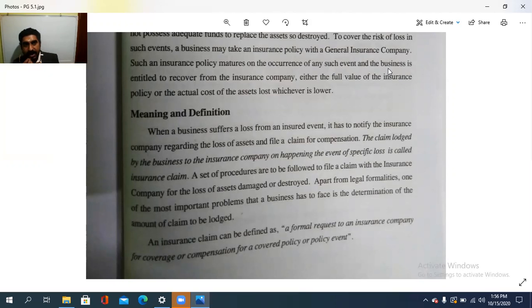Along with doing the many legal formalities, one of the most important problems that a business has to face is the determination of the amount of claim to be lodged.